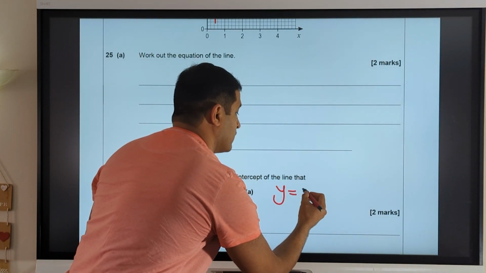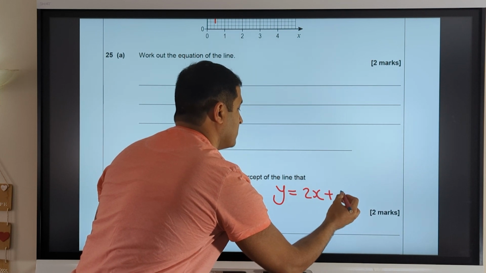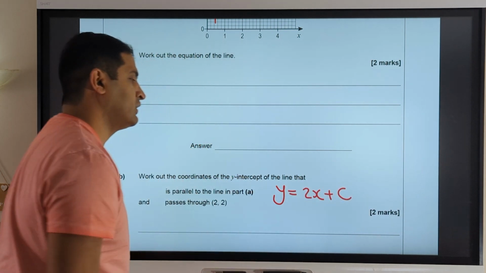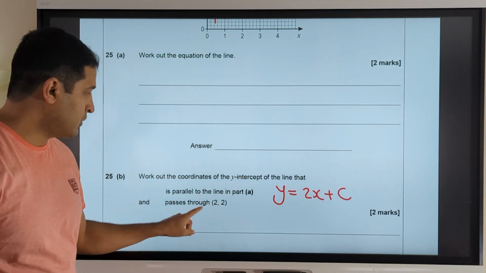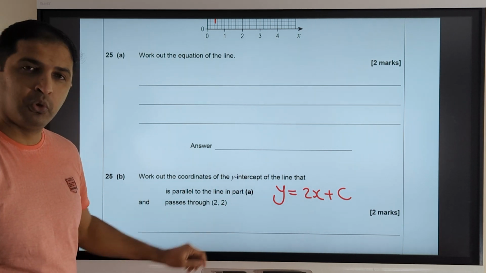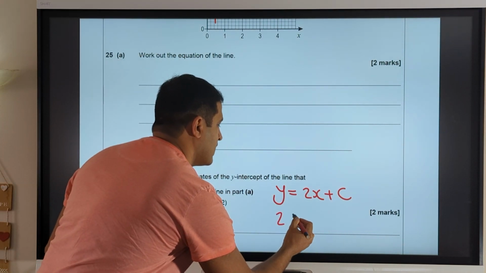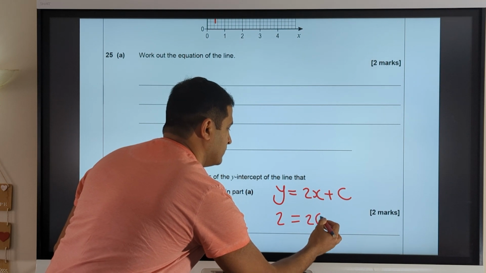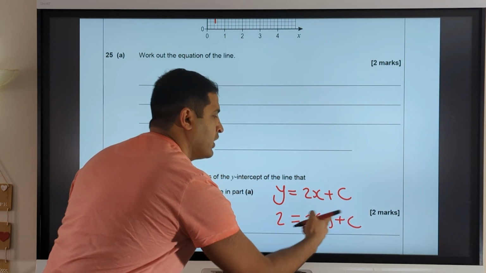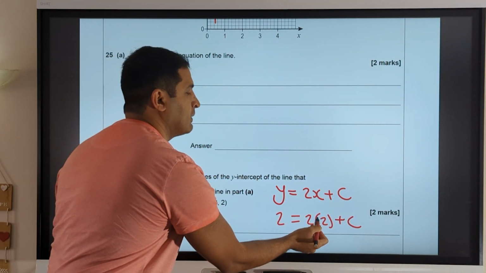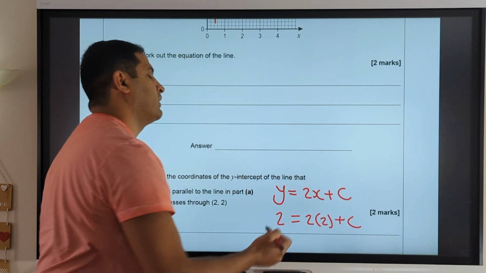So we're saying it's got the gradient 2, so 2x plus c. We don't know what c is, but we know where it goes through. This passes through the point (2, 2). So when y is 2, x is 2. So what is the value of c? So 2 is equal to 2 times 2 plus c as well.